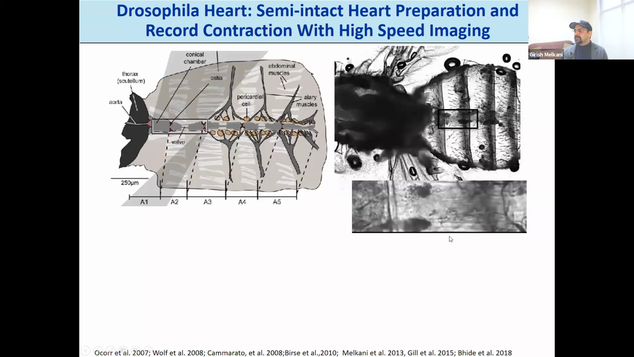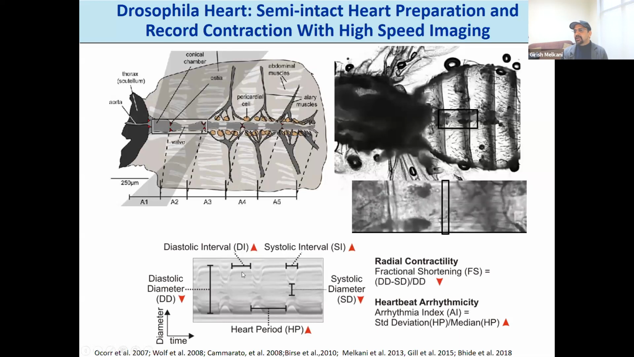But then we have software, and we can cut one pixel of this beating heart and draw it over time. When you draw it like this, it is like when we go to our cardiologist, they take our echocardiography, or most of the mouse people also do. We call it mechanical mode or M mode. That's the pattern where you can look at all the diastole and systole. Based upon that, we can determine over 20 different parameters. Some of them are highlighted here. You can look at the diastolic diameter, systolic diameter, diastolic and systolic interval, heart period, how well this heart is beating, and what kind of irregularity it shows. So we can use these kinds of things.